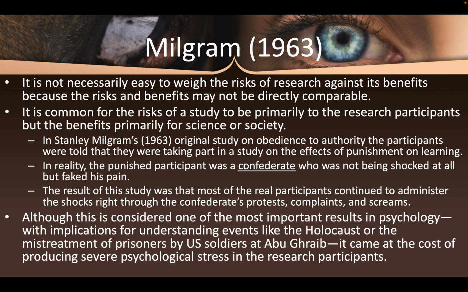Although this is considered one of the most important results in psychology, with implications for understanding events like the Holocaust, of course, they weren't really testing learning, they were testing obedience. That's the whole point. They were using deception. They were trying to determine why this happens, and of course, events like the Holocaust or mistreatment of prisoners by U.S. soldiers at Abu Ghraib, it came at the cost of producing severe psychological stress in the research participants.